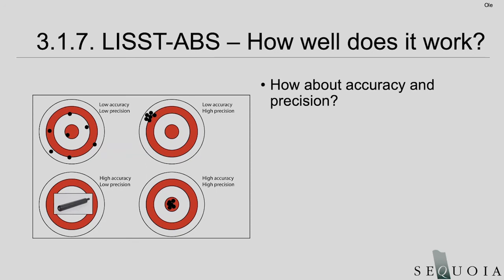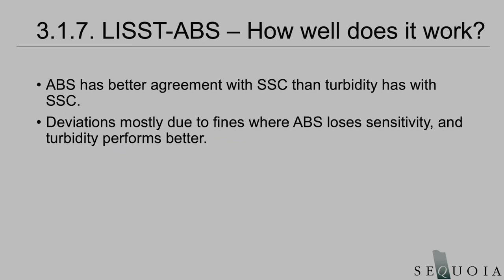But the bottom line is that if somebody is already using turbidity sensors, then the ABS will certainly have at least the same accuracy as the turbidity sensor has. And in a lot of cases, it can be up to a factor of 10 better. That's really the essence here. So just to sum all of that up, fundamentally, the acoustic backscatter sensor has better agreement with suspended sediment than turbidity has with suspended sediment, as it should have according to the physics that we've presented.